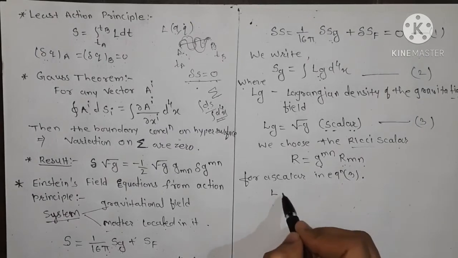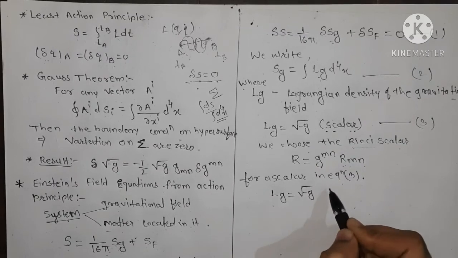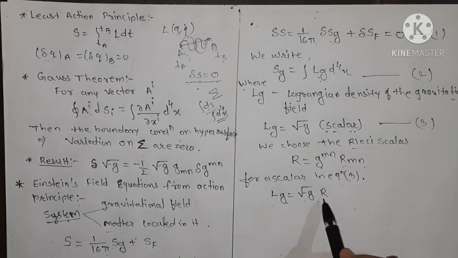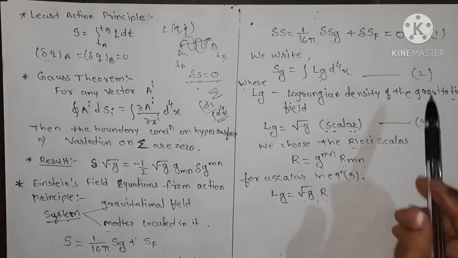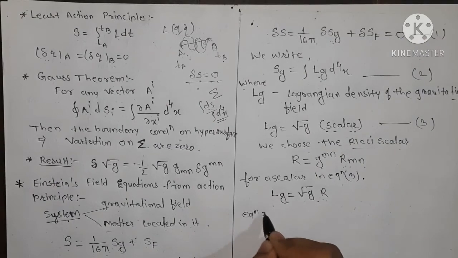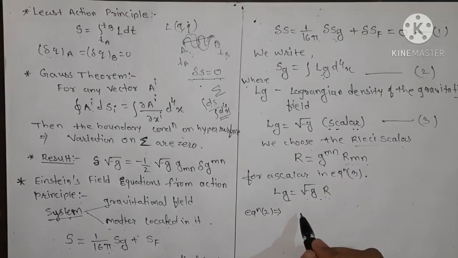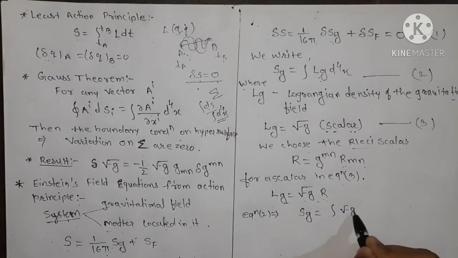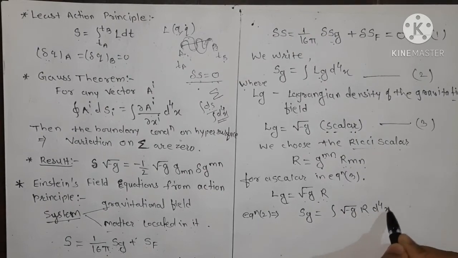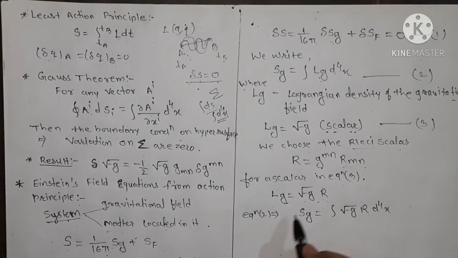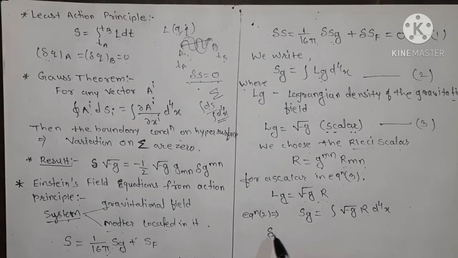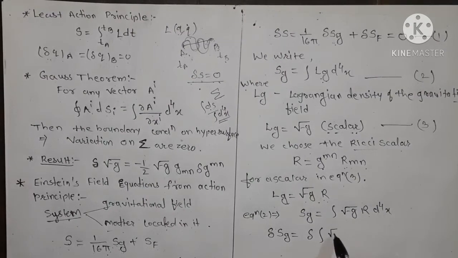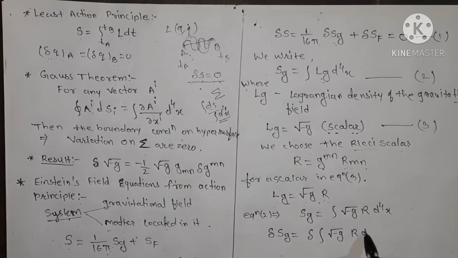So equation 3 implies Lg is equal to under root of minus g into R, right? Now we substitute the value of Lg equals under root of minus g into R in equation 2. So equation 2 implies Sg is equal to the integral of under root of minus g into R d4x. Now we take the variation, that is, delta of Sg is equal to delta of the integral of under root of minus g into R d4x.